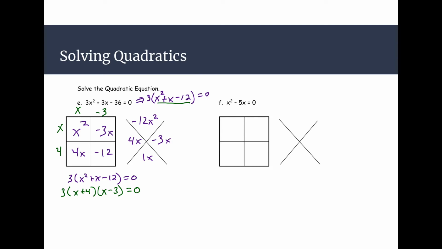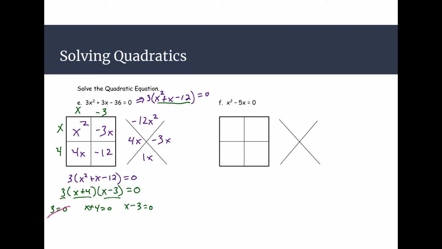Well, it's the same thing if we have three things being multiplied, right? Now we've got this, this, and this being multiplied. So we need to say 3 equals 0, or x plus 4 equals 0, or x minus 3 equals 0. So coming back to the first thing, does 3 equal 0? No, obviously not. So we can cross that out. That can't be part of our answer.